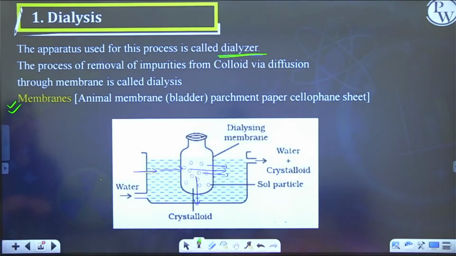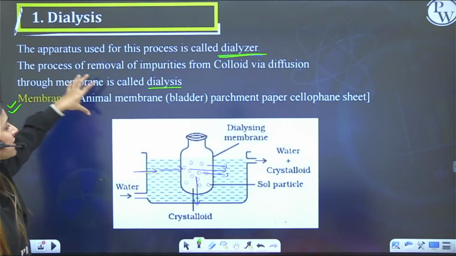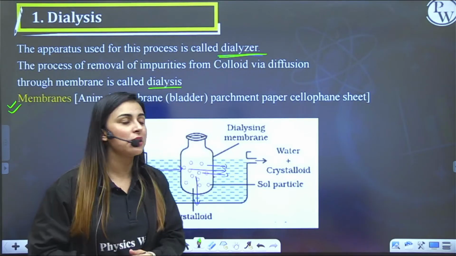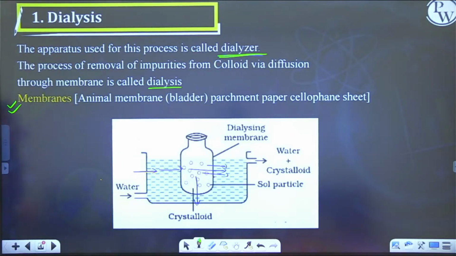So the apparatus used for the process is called a dialyzer. The process of removal of impurities from the colloid via diffusion through a membrane is called dialysis. And what is the membrane made of? It is an animal membrane, parchment paper or cellophane sheet. If you want to draw this diagram, please do draw it and understand everything very clearly.